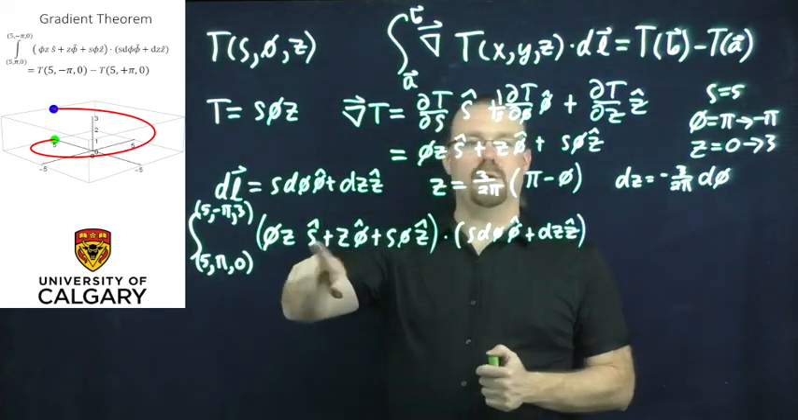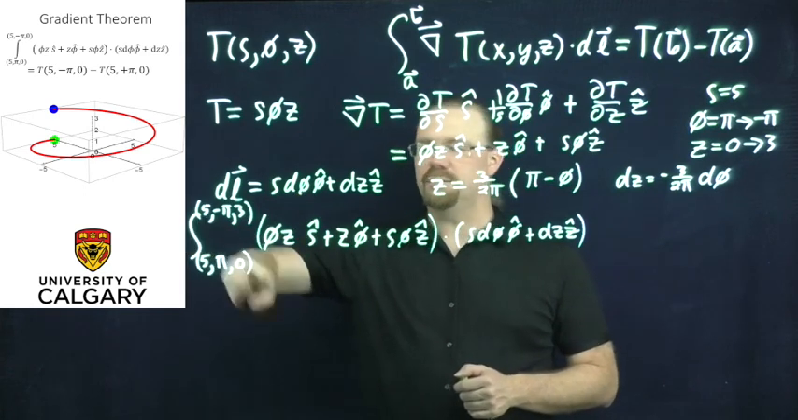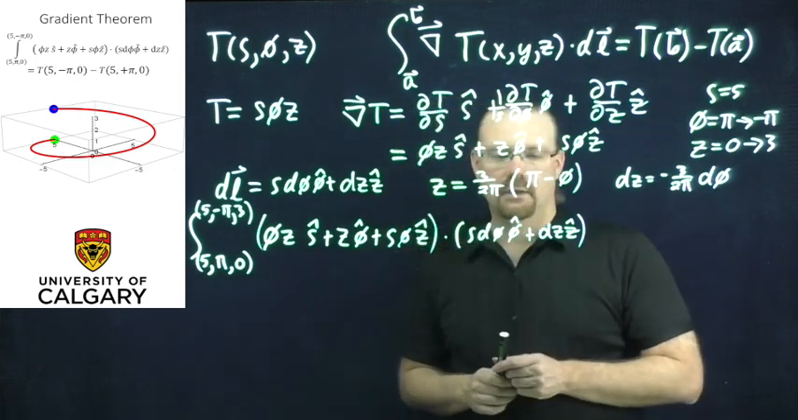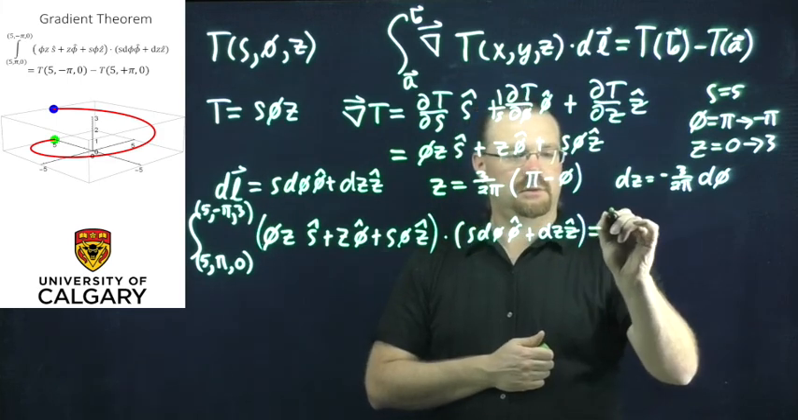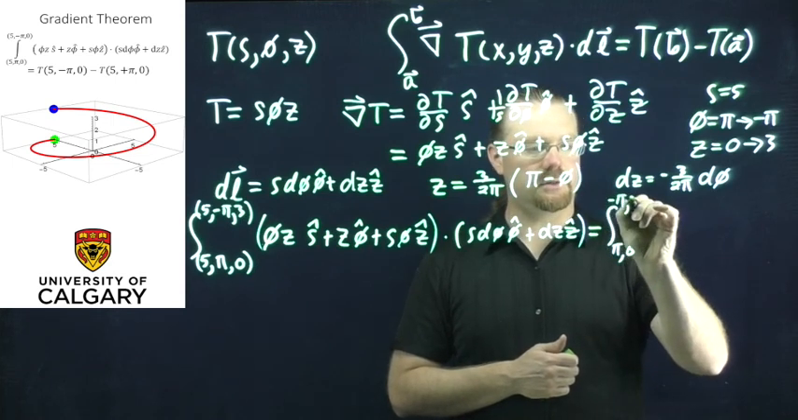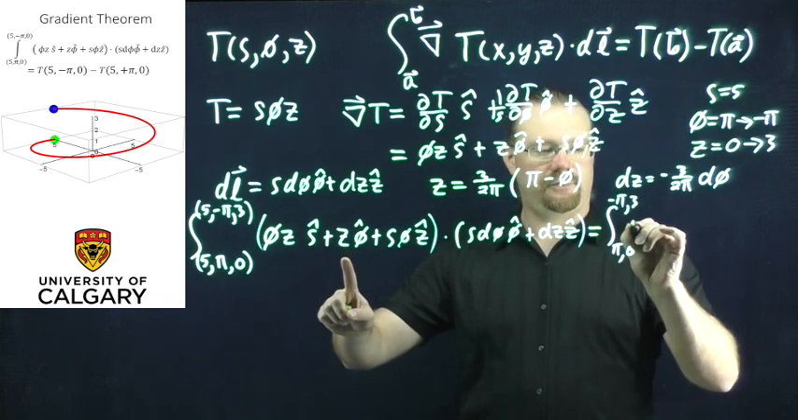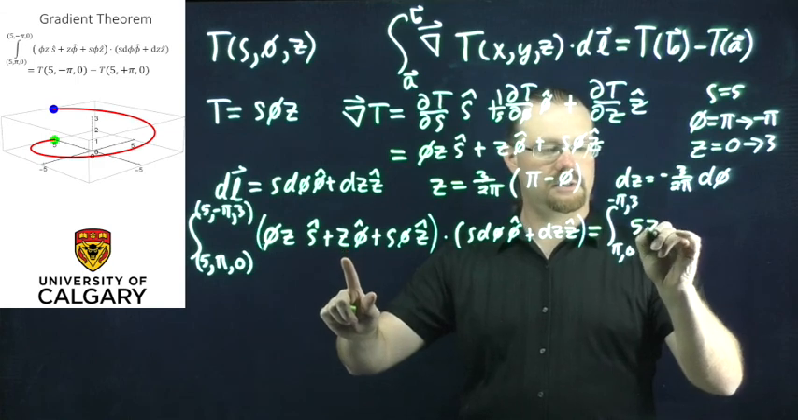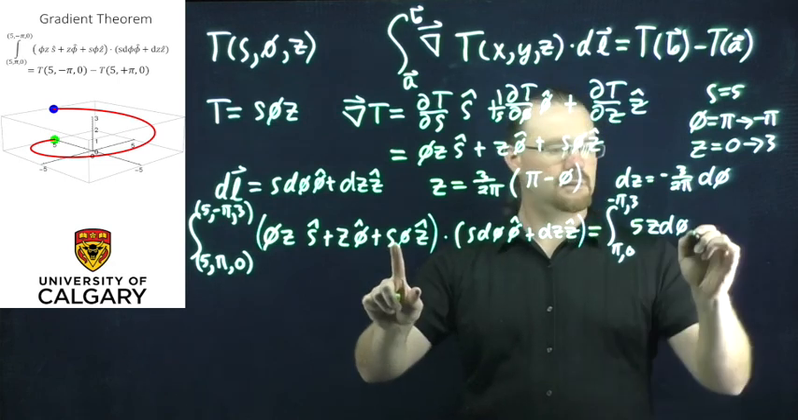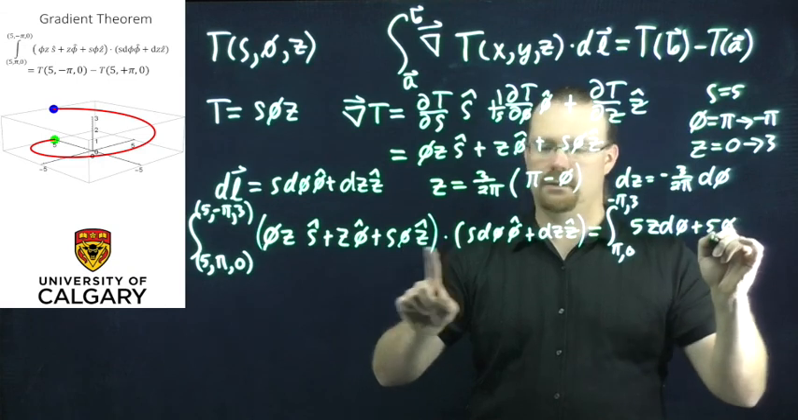When we do this, because there's no s hat component, this will go away entirely. We can further say that because s is equal to 5, every place we see an s, we can put in a 5. And that will give us the integral from pi to negative pi of 5 from this s, z, d phi, plus 5 phi dz.